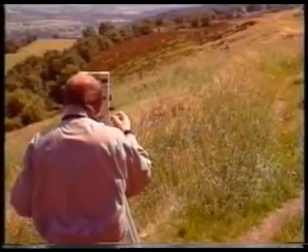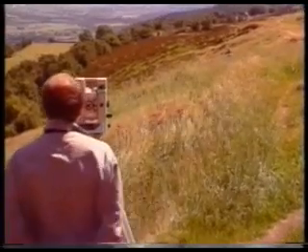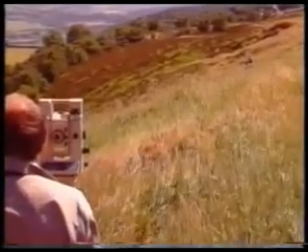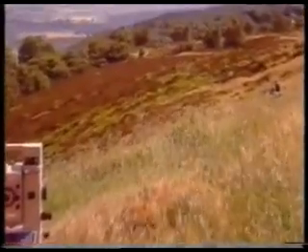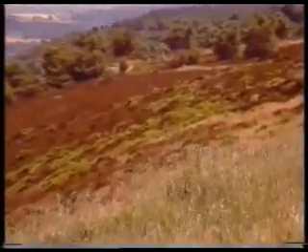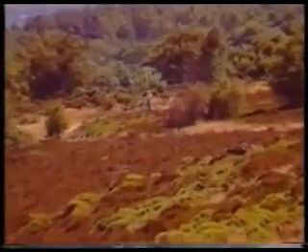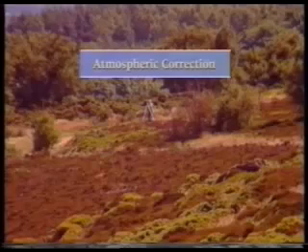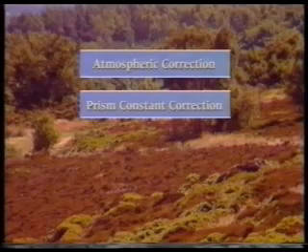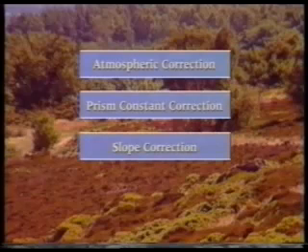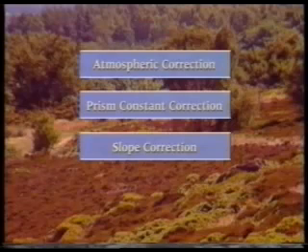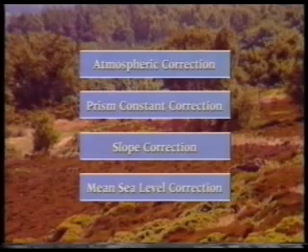The distance measured by EDM systems is invariably the slope distance between the instrument and the reflector. If the horizontal distance is required, then corrections are necessary. For normal survey work, there are three corrections to be considered: an atmospheric correction, a prism constant correction, and a slope correction. For distances which are to be used on the Ordnance Survey National Grid system, a mean sea level correction is also necessary.